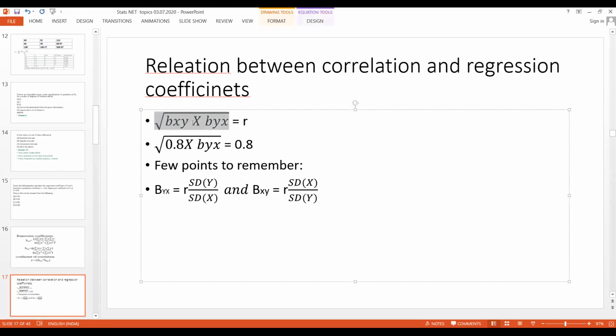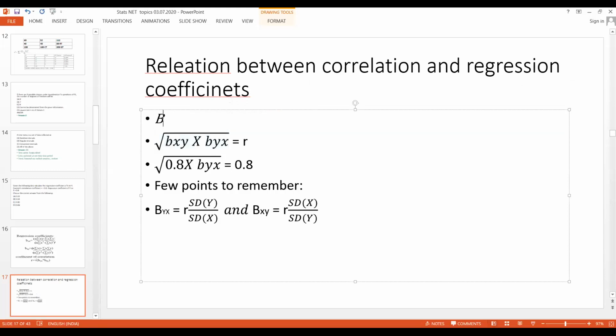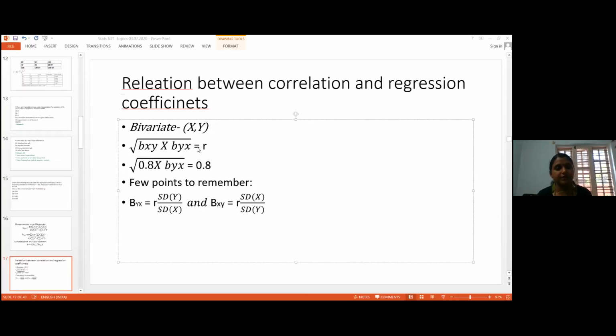The two regression coefficients, I'm sure all of you are aware that they're in a bivariate scenario. That means when you consider only two variables, x and y, there are two regressions. One is called x on y, second is called y on x. So that is when x is depending on y, second one y depending on x. So when we are considering both, the relation between them is defined like this. Product of the regression coefficients under root is R.